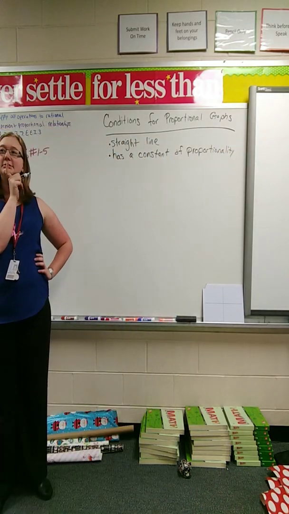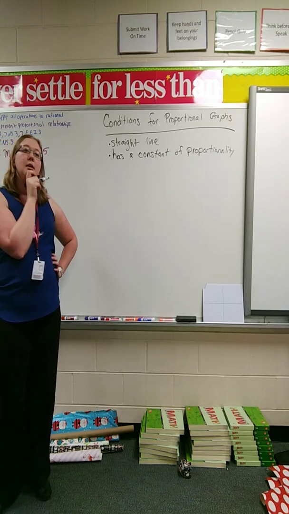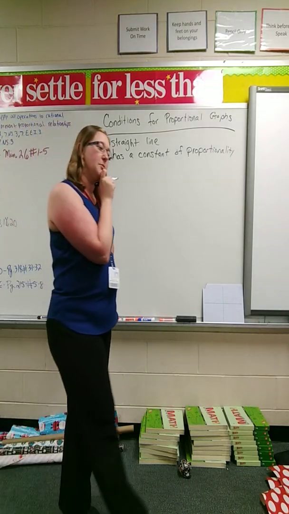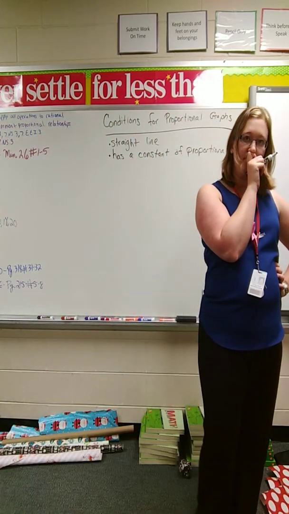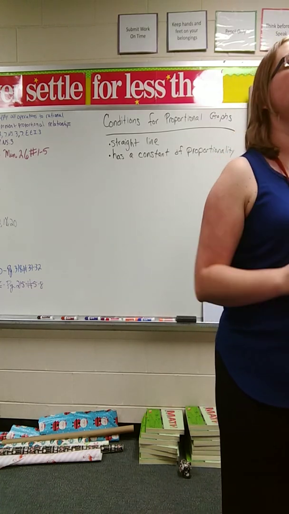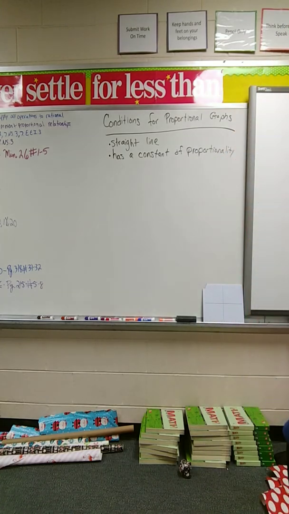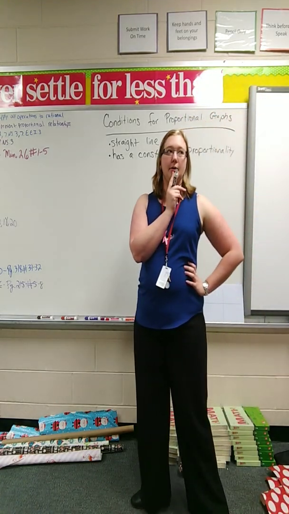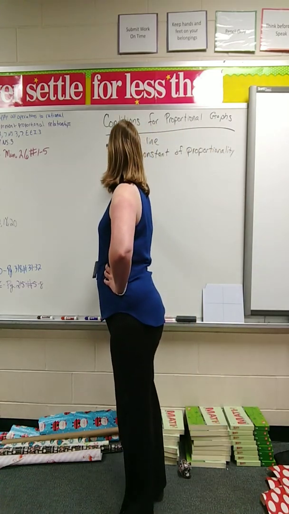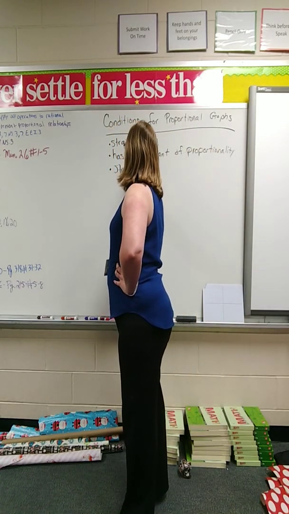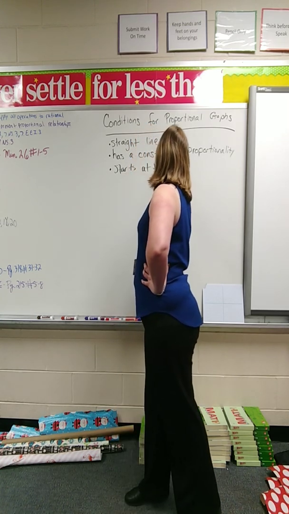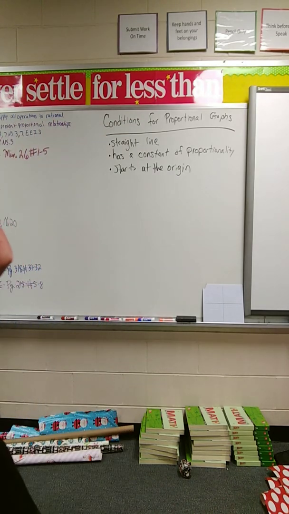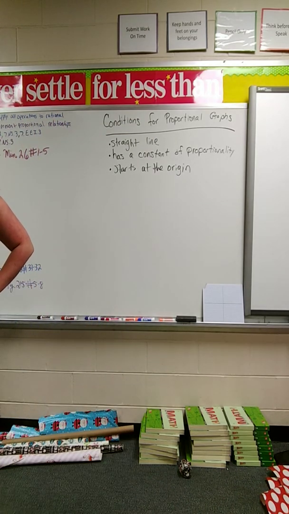What else? There's one other difference between the two graphs. Yes. Okay, so the red one starts at the point 0, 0. What do we call the point 0, 0? The origin. There's one more thing, but both of these graphs do that. It also has to be increasing.